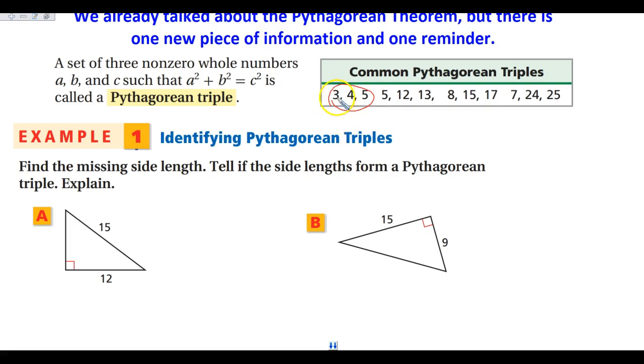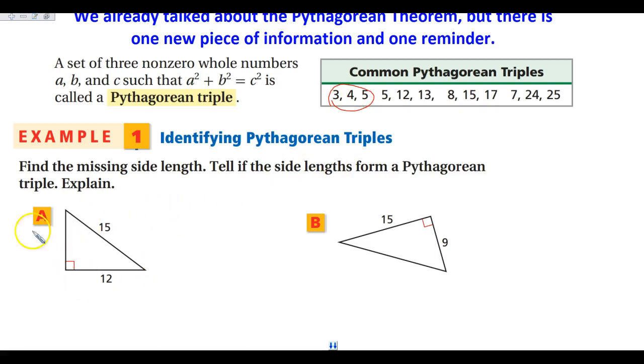Okay, so 3 squared is 9, 4 squared is 16. 9 plus 16 is 25, 5 squared is 25. So 3 squared plus 4 squared equals 5 squared. So it works in the Pythagorean theorem. They're all whole numbers. That's all there is to it.